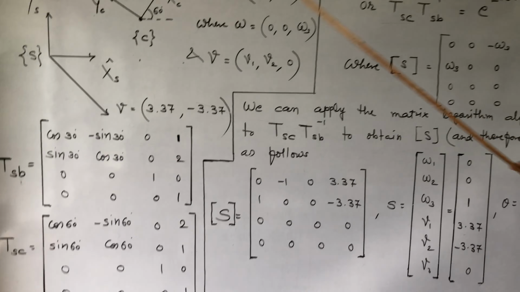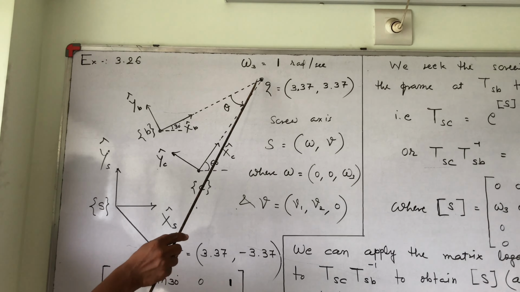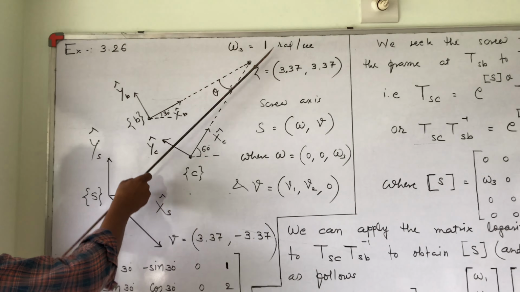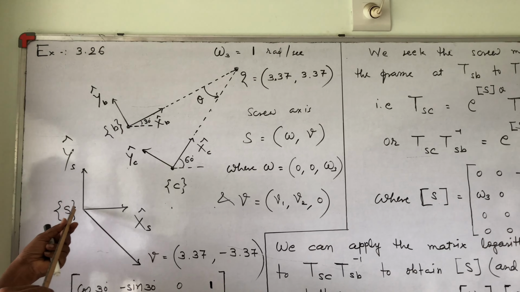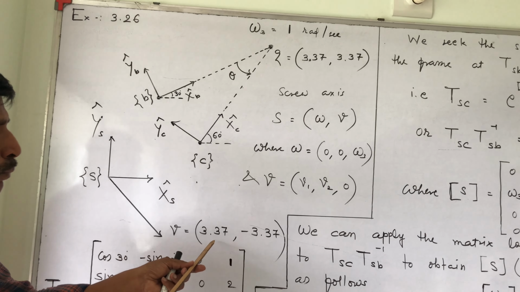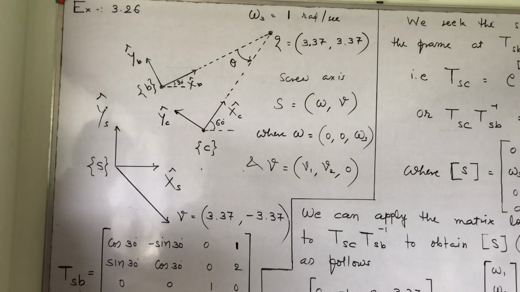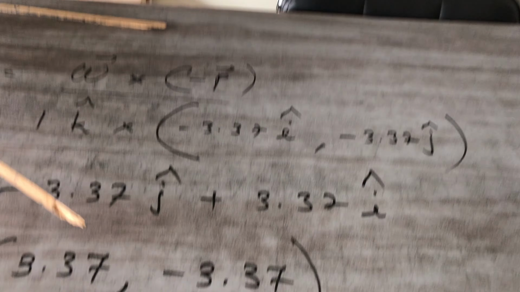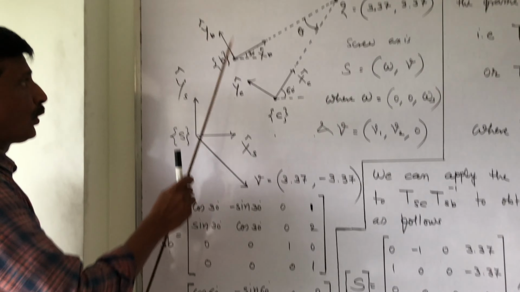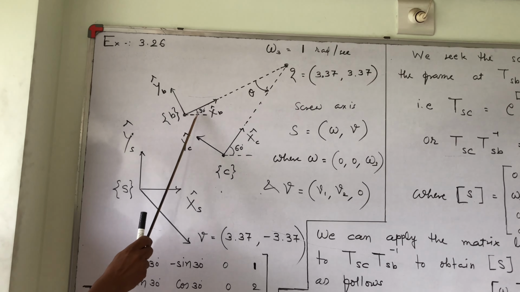So if we consider that the body is large enough such that the body's origin is here, and it is rotated with this angular speed, what about this point's velocity? This is the velocity of the body origin expressed in S frame. So 3.37, minus 3.37 matches our theory. Now see, the body frame is rotated by a 30-degree angle around the z axis.